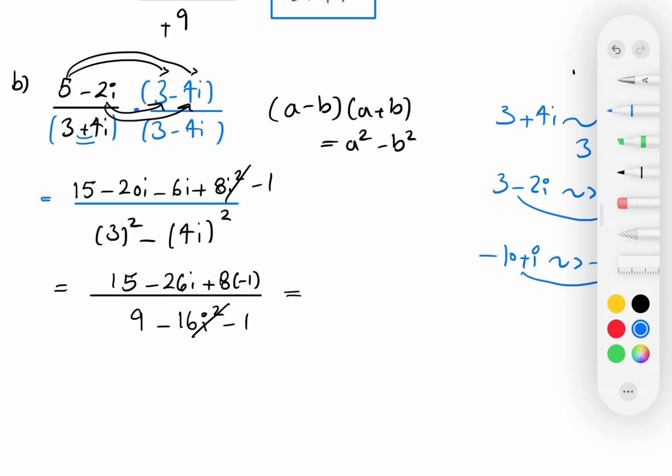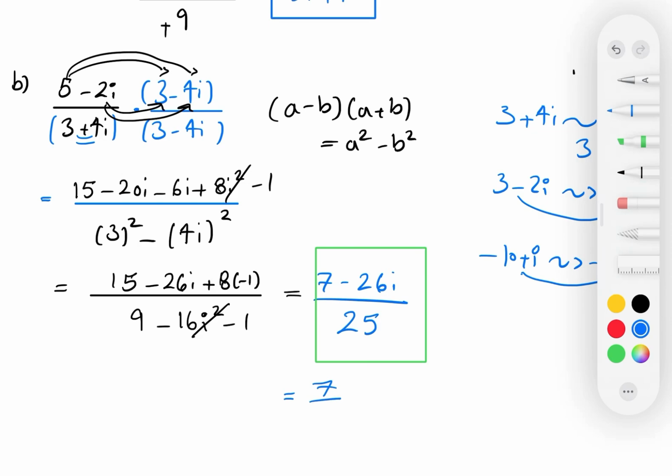So you will have 7 minus 26i divided by 9 plus 16, which would become 25. And the final answer would be 7 minus 26i over 25. Now you can go ahead and separate the fractions and write them as 7 over 25 minus 26i over 25. But you could also leave it in the form that you had before.